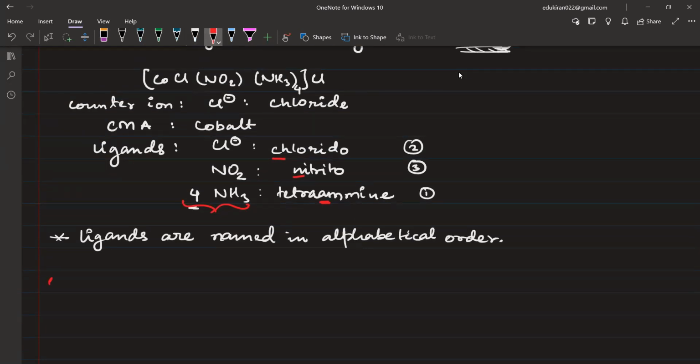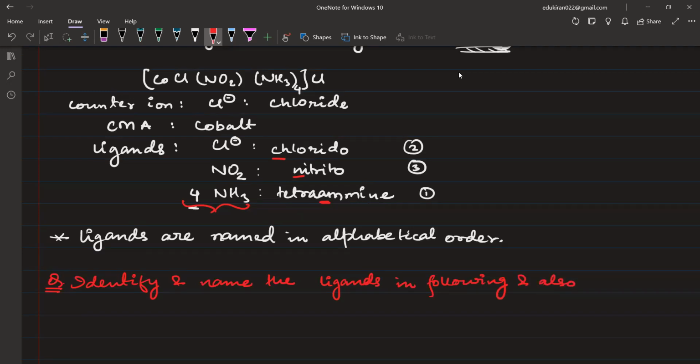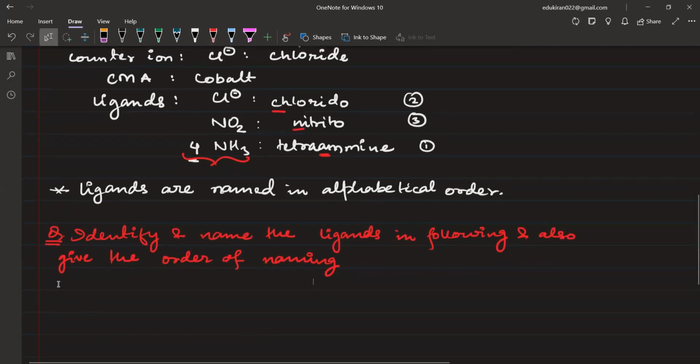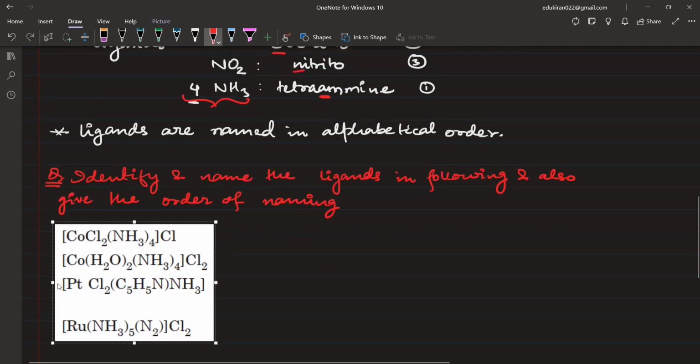Once you're writing this, we'll write a question. Identify and name the ligands in the following, and also give the order of naming. One, 2, 3, and 4. I hope you have the list of the names.